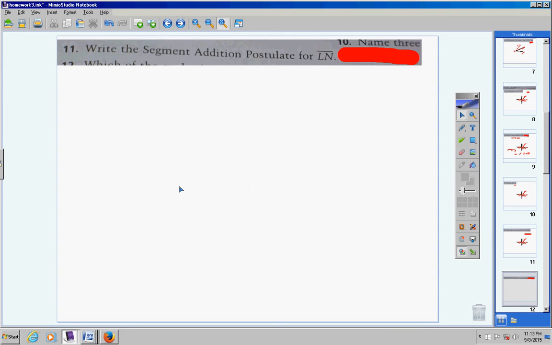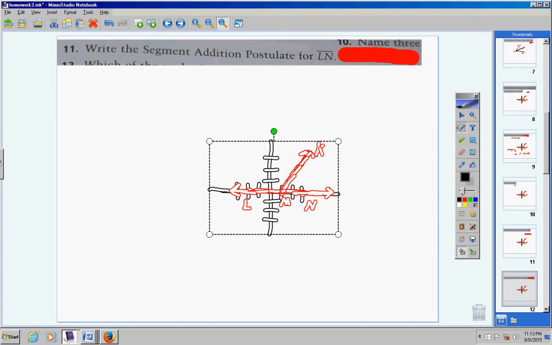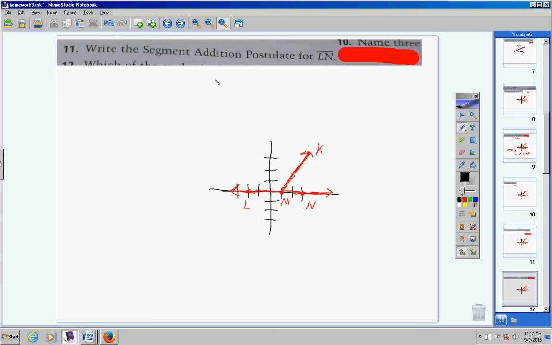Alright, number 11. Write the segment addition postulate for LN. Alright, this will be good. Let's pay attention, okay? I want you to write the segment addition postulate for LN. So here's LN right here.